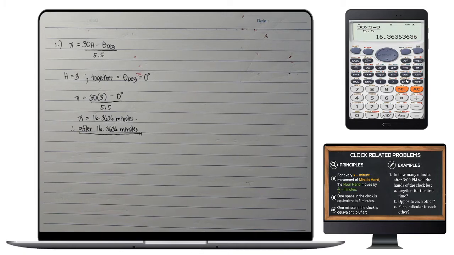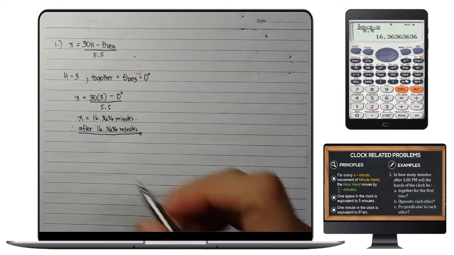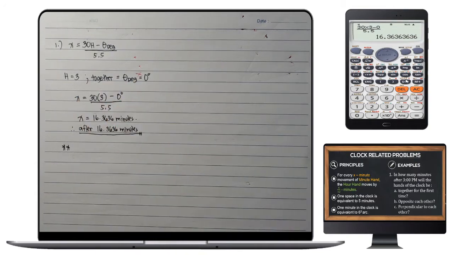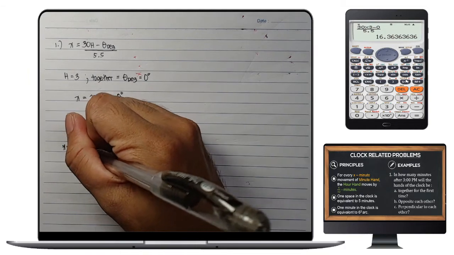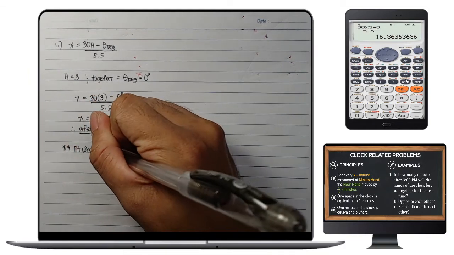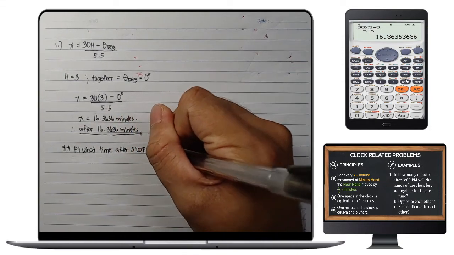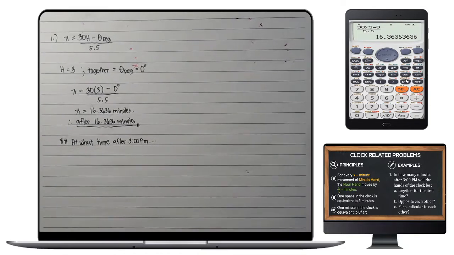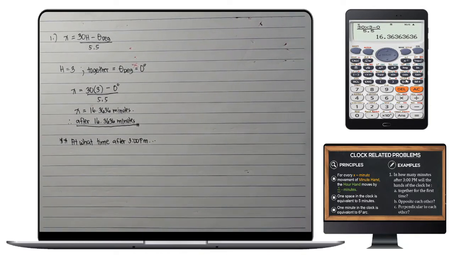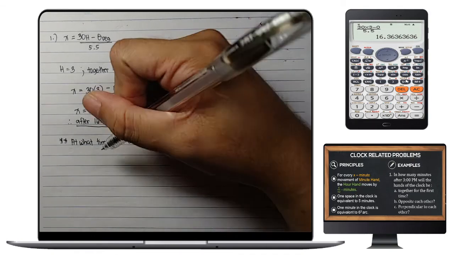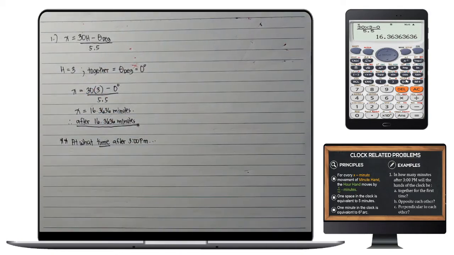So, sabi naman sa problem, in how many minutes? So, that is after exactly 16.3636 minutes. So, surely, yung minute hand and hour hand natin ay magkapatong. So, let's say for example, ibahin natin ng konti yung tanong. Let's say, ang sinabi ay, at what time? Okay? Let's say, after 3 o'clock p.m. So, yun yung sinabi. So, let's say, ang sinabi sa problem is, at what time after 3 o'clock p.m. So, we are looking for the specific time. So, dapat specific time yung ating kuhain.